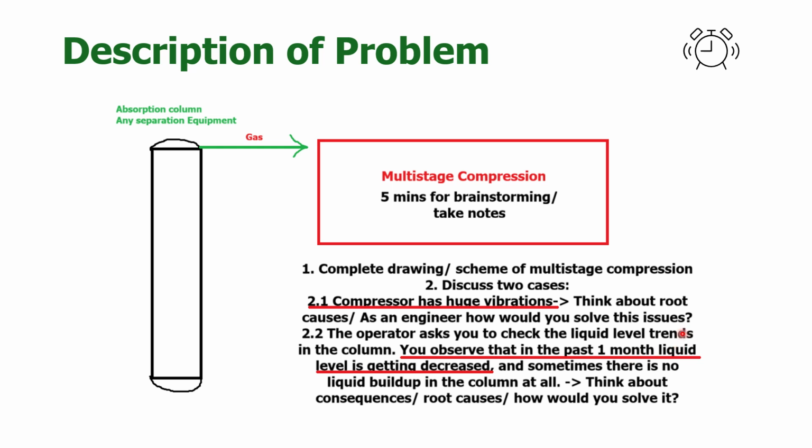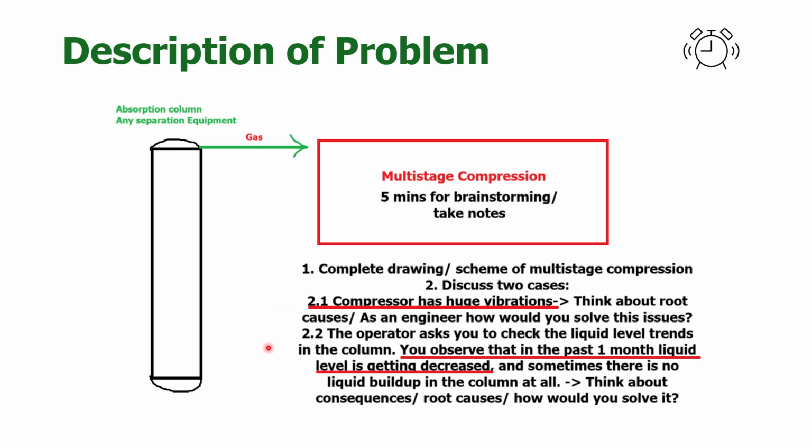In the second case, from the field data, the operator told you that you should be checking your liquid level trends in the column because he observed that in the past 1 or 2 months, let's say, the liquid level is getting decreased and you don't see any buildup in the column. Also imagine that after this column, you should have the compressor because, as seen from the name, this is the multi-stage compression and you should have the compressors. So in both cases, you should be thinking about the compressor.